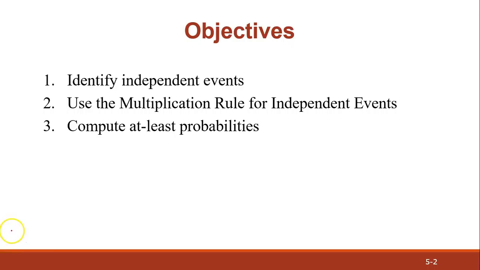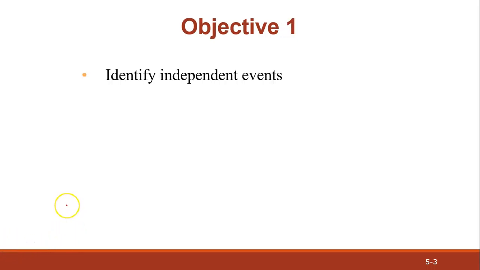Our objectives are going to be identifying independent events, and then we're going to be using something called the multiplication rule for independent events, and lastly we're going to compute the "at least" probabilities. So our first objective is identifying independent events, and let's take a look at the definition.